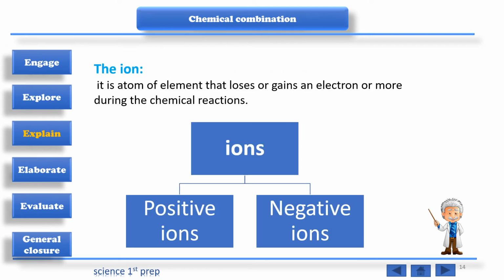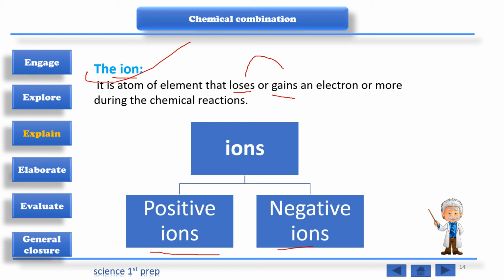Generally, here we'll talk about the ion. The atom of an element that loses electrons becomes a positive ion, and if it gains one or more electrons during a chemical reaction, it becomes a negative ion. So when you are asked to write the scientific term for the atom of an element that loses or gains electrons, both are the ion.